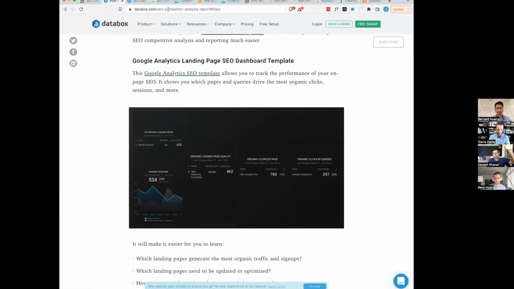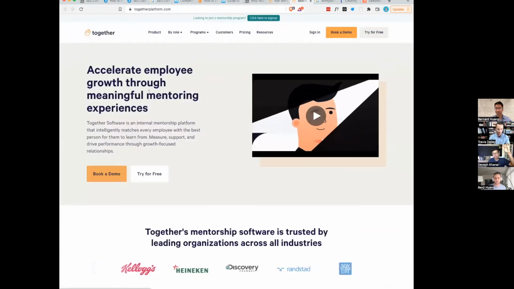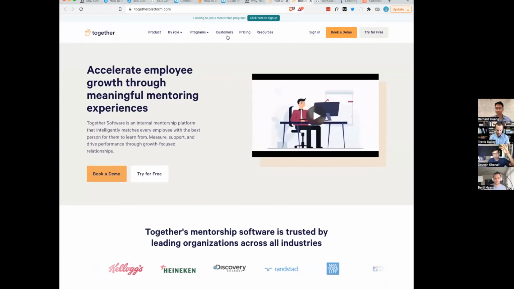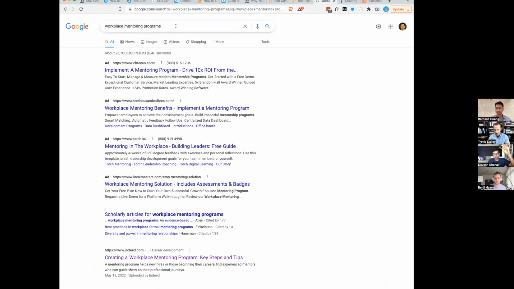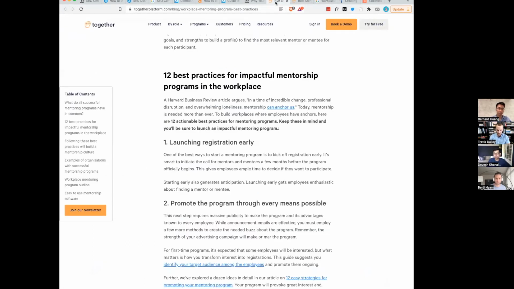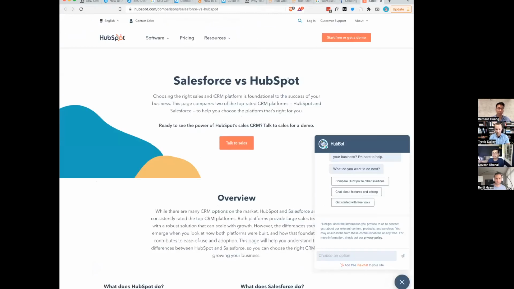Maybe someone looking for SEO competitive analysis maybe needs a dashboard. And then we move to this Together example. They're Googling workplace mentorship programs. Maybe some people just want to learn it, but a decent fraction may actually want to implement it and want software. So it's a lot closer to the bottom of the funnel. This is at the tip now.